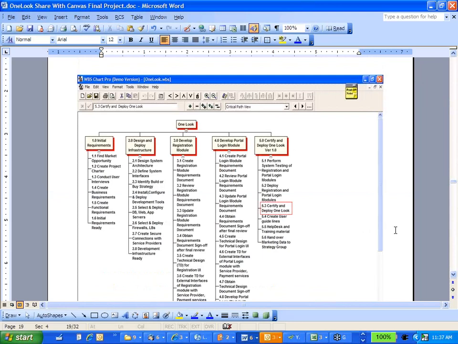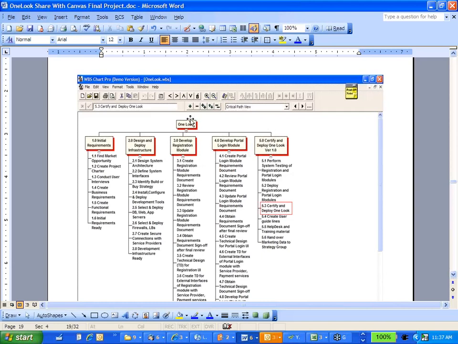So I have a OneLook project. My OneLook project has major deliverables or accomplishments. Our requirements have to be decided on. Infrastructure has to be created. Infrastructure as in the actual developers will be using software, will be needing machines, we'll have some databases, we'll have some load balancers, we'll have to develop a registration module which will help customers register with us. Then we'll have the actual portal login module where customers will log in. We eventually have to certify and deploy OneLook.